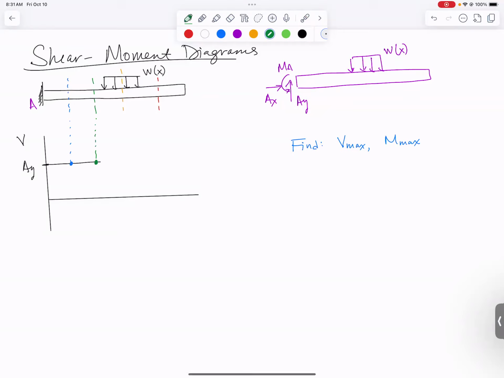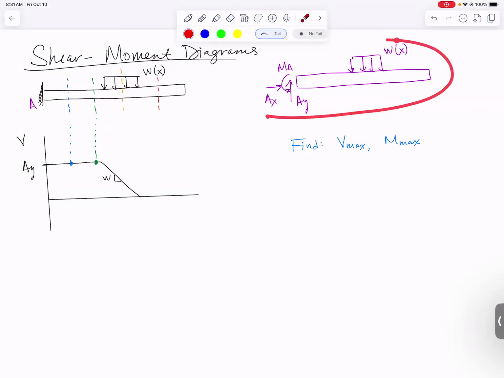But now is where things get interesting. We reach the part of the beam that has a distributed load on it. So remember, the distributed load tells you the slope. Since it's a downward distributed load of W, our shear diagram is going to have a downward slope of W. And how far you drop from here to here is going to be exactly equal to the area under this curve. Well, when I did my original free body diagram, I would have found that AY is also exactly equal to the area under that curve. So for this simple beam, we're going to end up right at 0 when we get to the end.